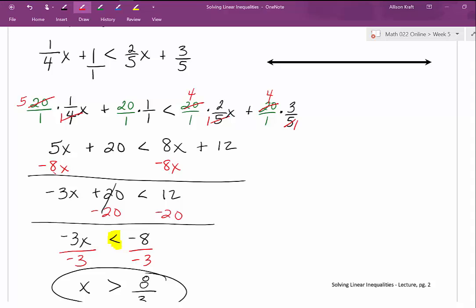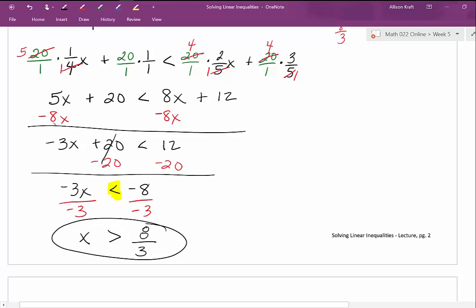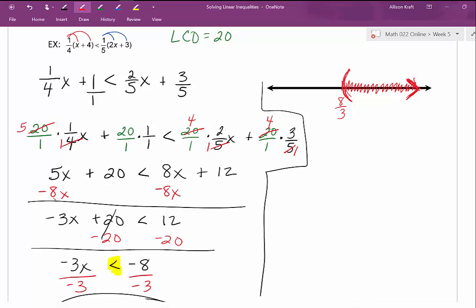For the graph, I'm going to start by finding 8/3. We want x to be greater than 8/3. Greater is to the right. So we're going to shade to the right. Use an arrow. It was a strict inequality, so we're going to use a parenthesis at 8/3 to indicate that we're not including that in our solution set. Next up are our notations.